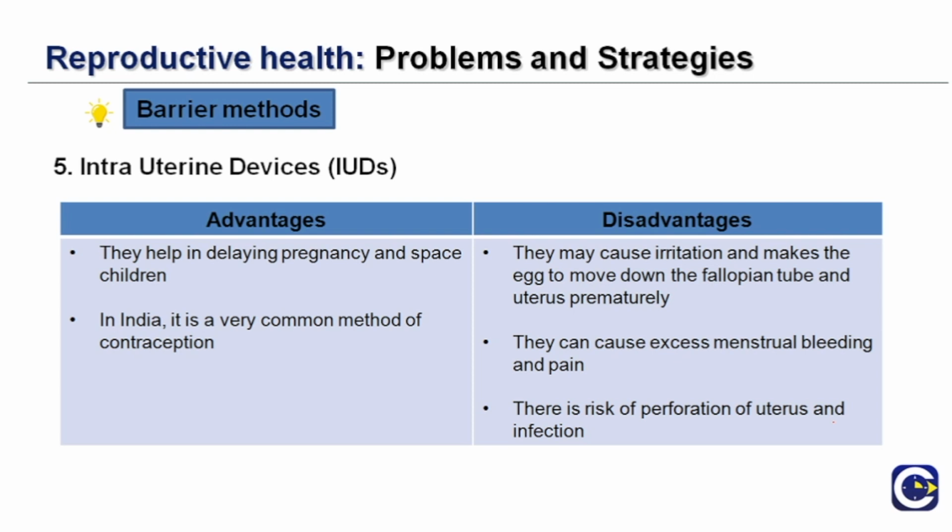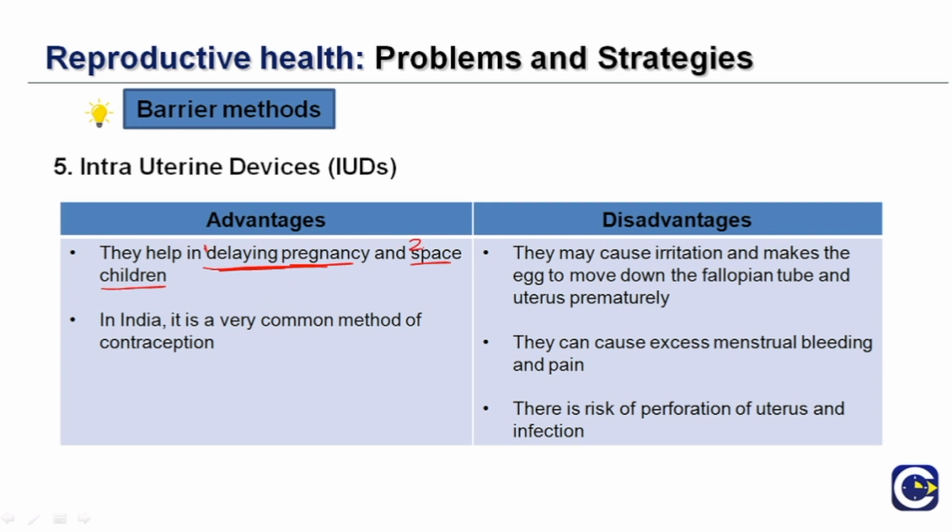So intrauterine devices in general have advantages and disadvantages. The advantage of using IUDs is that they help in delaying pregnancy and spacing children. Intrauterine devices are one of the most widely used devices by married couples. If the couple does not want to have kids, they can insert an intrauterine device and delay having kids or delay pregnancy. So this is the first case.